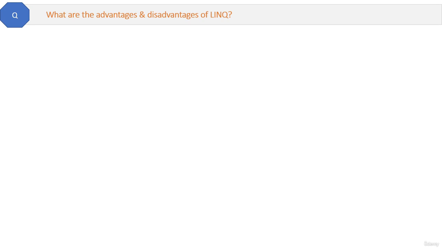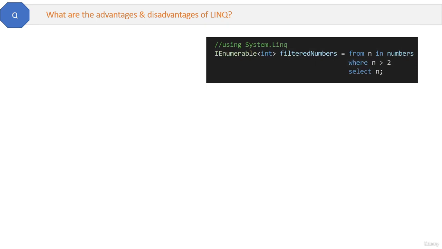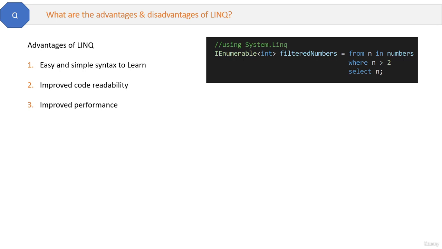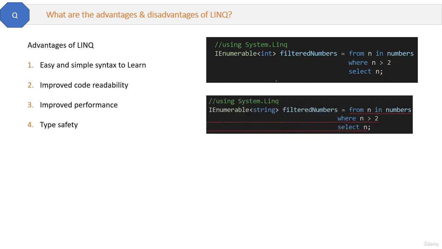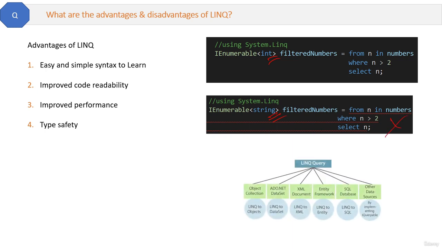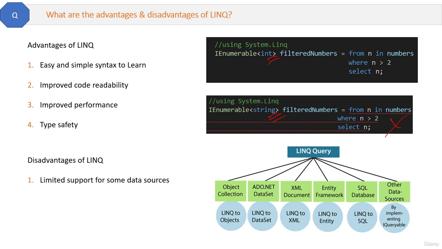What are the advantages and disadvantages of LINQ? So here is a simple LINQ query. First advantage is LINQ is an easy and simple syntax to learn. Fewer lines of code, right? Improved code readability. Code is easy to read. Then LINQ sometimes provides improved performance. Third is type safety. For example, here if you replace the integer with a string, then the compiler will show an error. That is type safety. Now the disadvantages are limited support for some data sources.